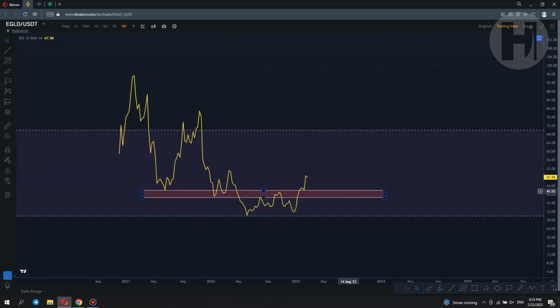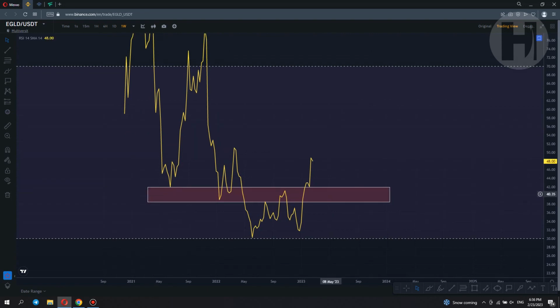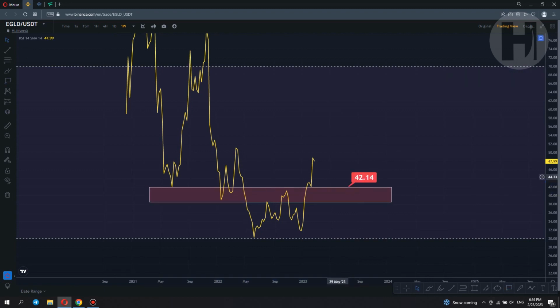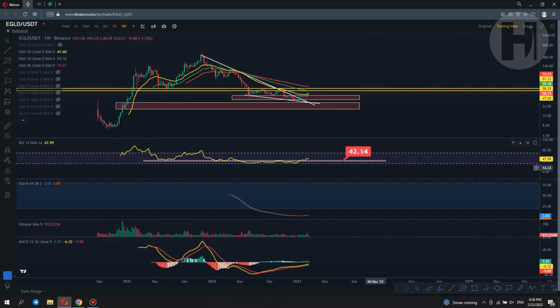Taking a look at the weekly RSI, you can see that we're breaking above this resistance block. We had a nice back test of support here. Break, back test, move to the upside. So I would be looking at entries anywhere below 42 on the RSI. That's what I would be doing here. But for me, right now, I do have a good position with Egld, so I'm not going to be buying any more at these prices. But if we do continue higher, or lower, I should say, I'm definitely going to be increasing my position.